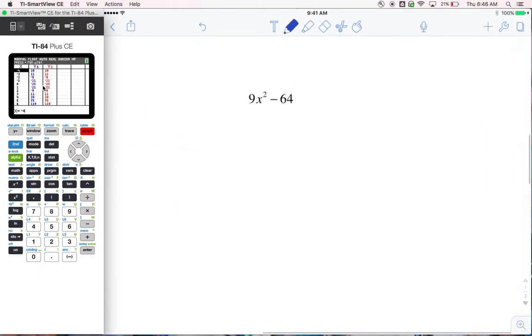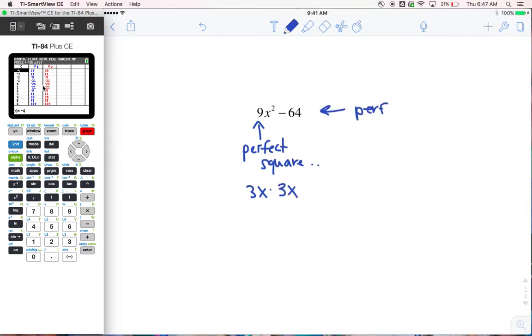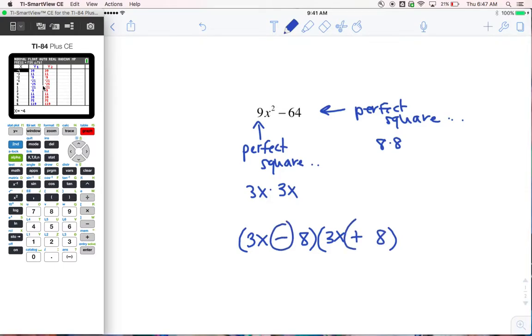The last example, real similarly, I've got a perfect square, right? Why is this a perfect square? Because it's just 3x times 3x. I've got another perfect square because this one is 8 times 8. So in my factored form, because it's the difference of squares, again, it has to be subtracting, I'll have a 3x and a 3x. I'll have an 8 and an 8, one with a minus, one with a plus. Remember, these have to be opposite signs so that middle term will end up canceling. All right, and that's my final factored form.